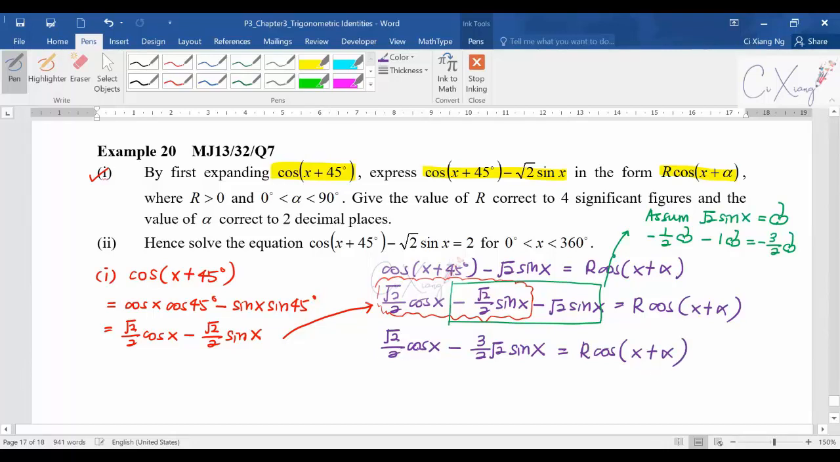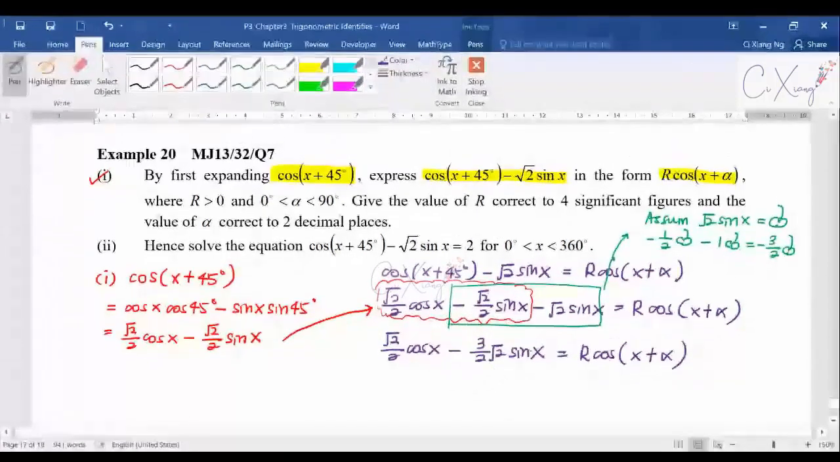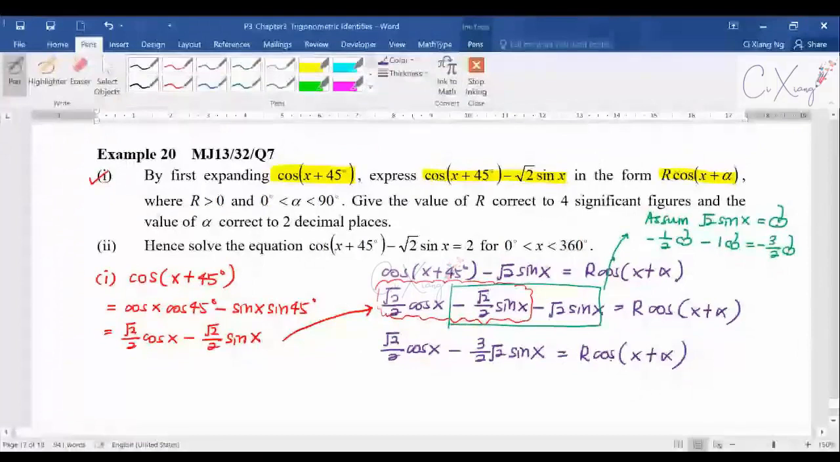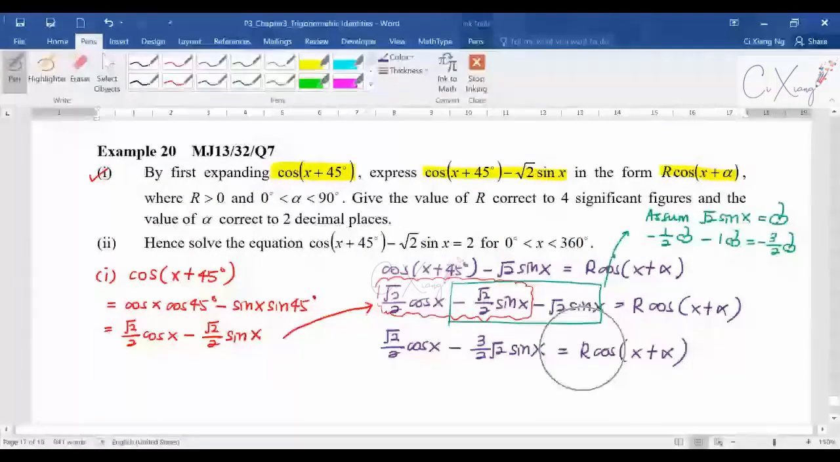Alright, so I will make sure that I'm putting it in the correct formula: a cos x plus b sin x equals R cos(x plus alpha). Then when you simplify everything under these steps, only then can you find the value for R and also find the value of alpha.